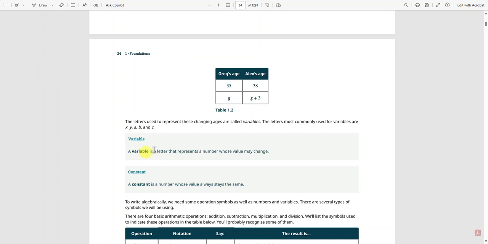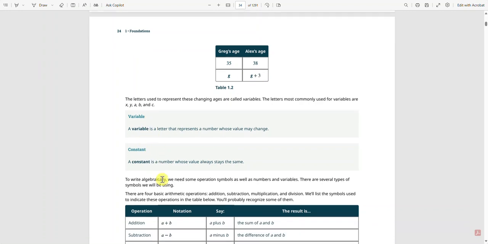So we saw the variable here when speaking of the men's ages. The variable was G, and the constant was the 3. The difference between their ages is always plus 3. So we have a variable and a constant, and that's our vocabulary here in this first section.